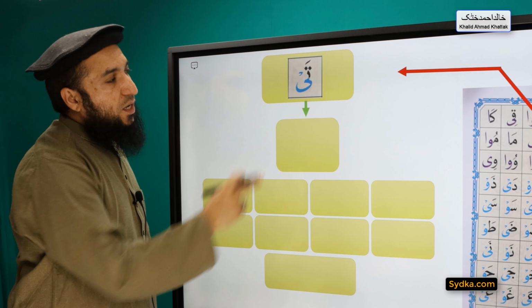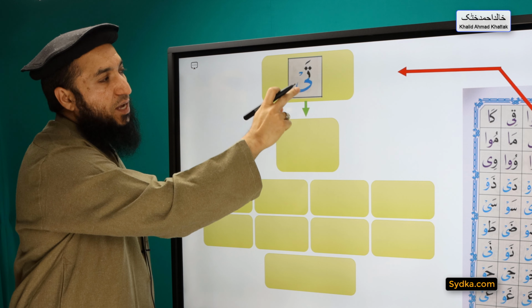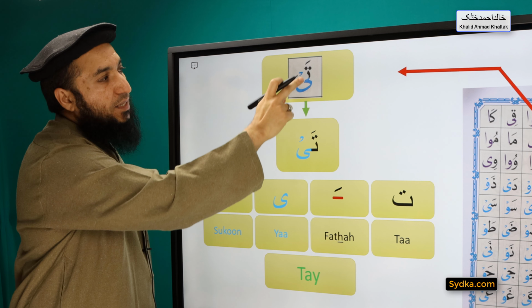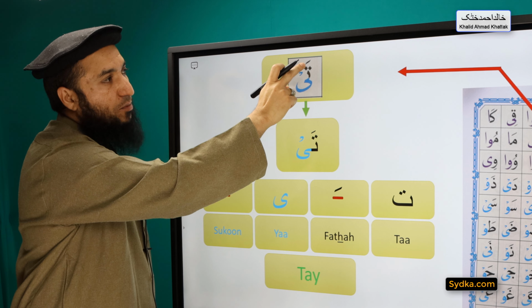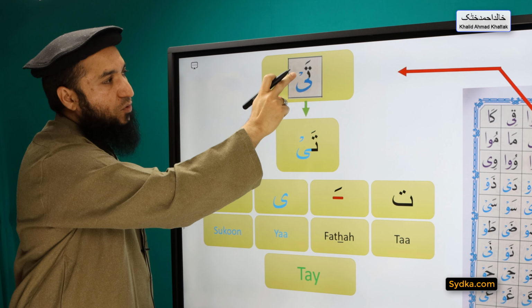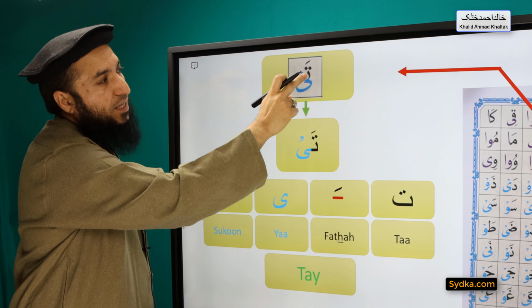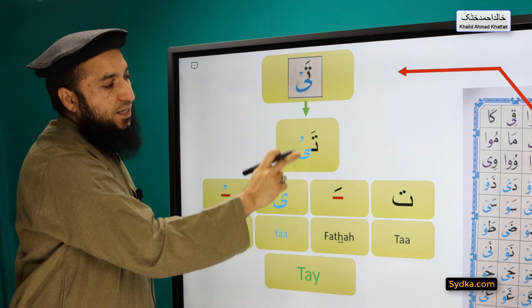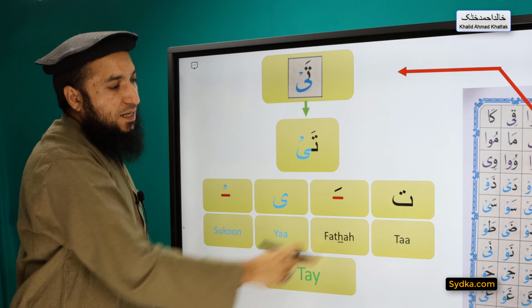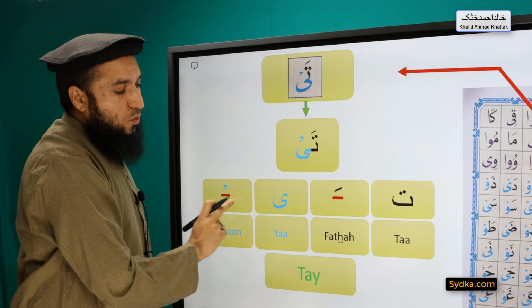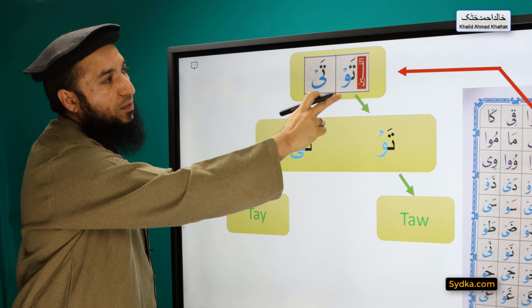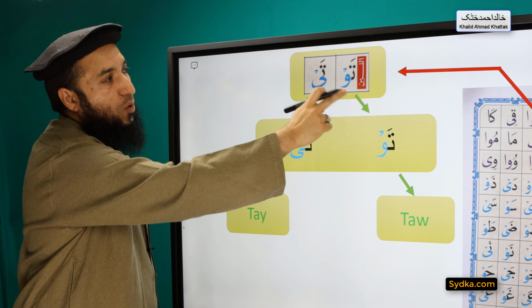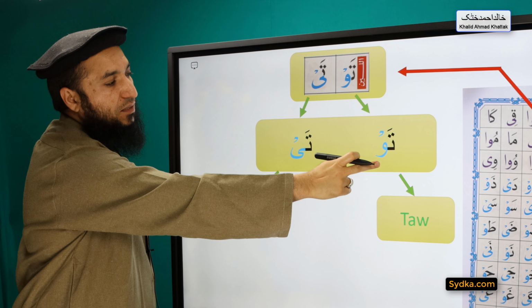So the next syllable we have is ta fatha ya sukoon, tay. Ta is a light letter, it has fatha on top of it, followed by ya, ya has a sukoon. Ta fatha ya sukoon, tay. So now we have taw, tay.